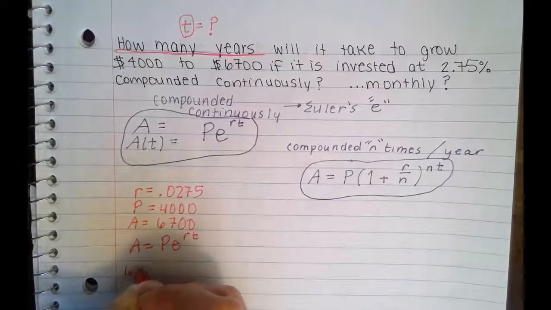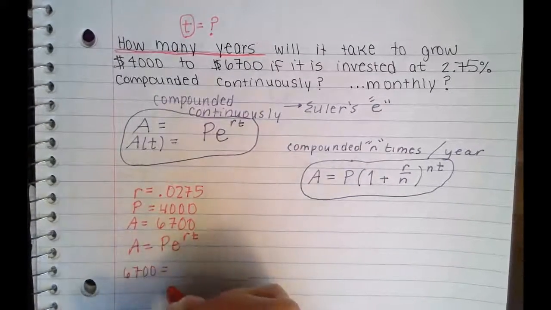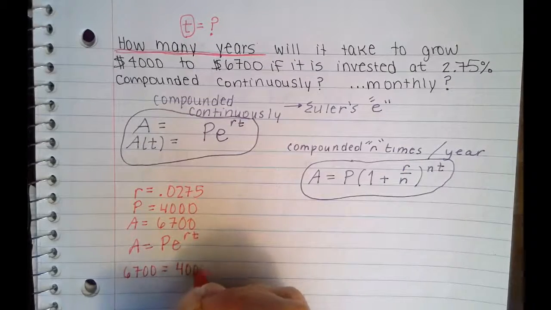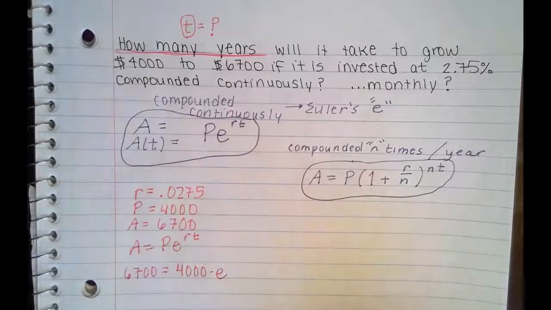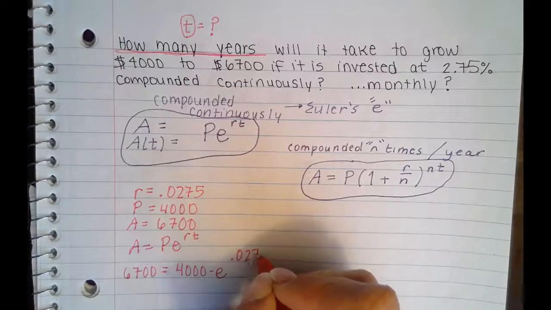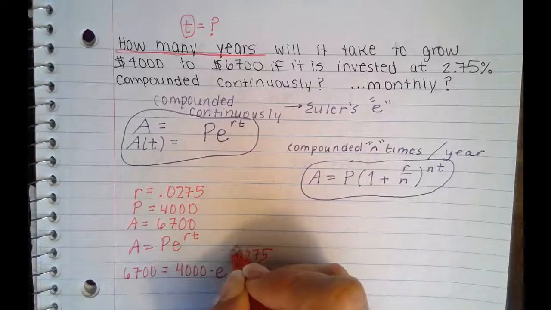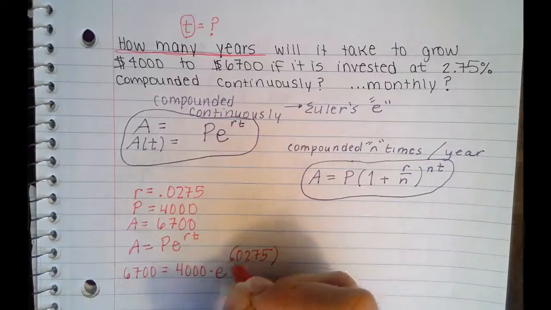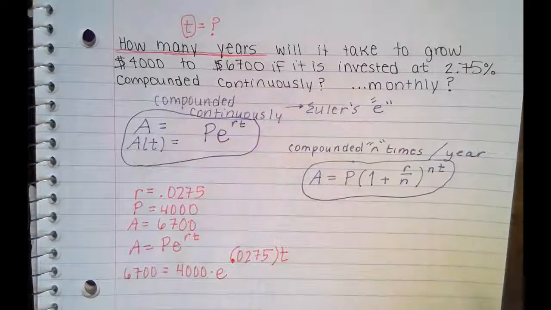A is going to be 6,700. P is going to be 4,000. E is just E, Euler's number. RT is 0.0275 times t. How long will it take? Well, that's what we're looking for, so T.